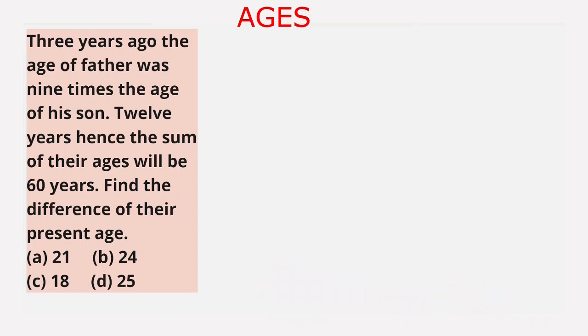We can solve this question within 30 seconds from the given options. 3 years ago, the father's age was 9 times the age of his son. That is 9:1. And the difference of 9 and 1 is 8. The age difference between two persons will continue to be same whether it is 3 years ago or 10 years ago or 10 years from now.